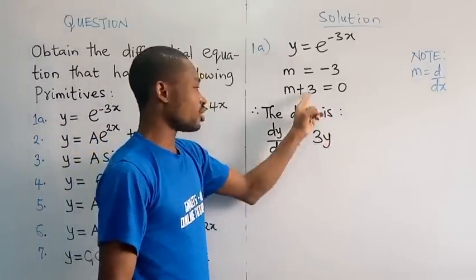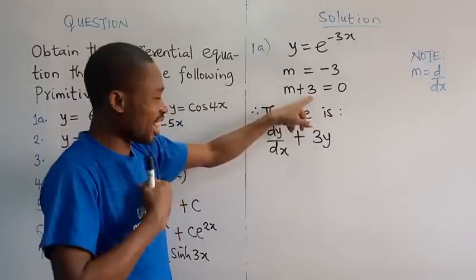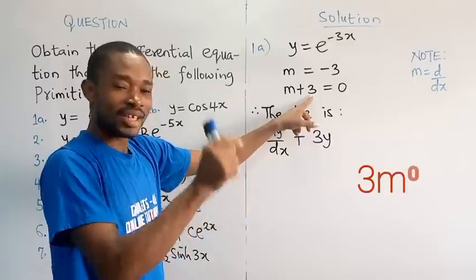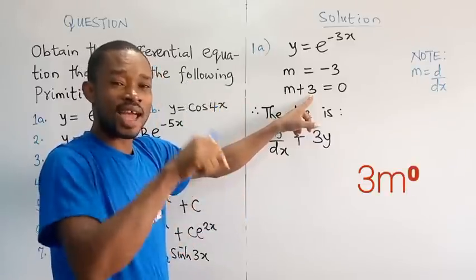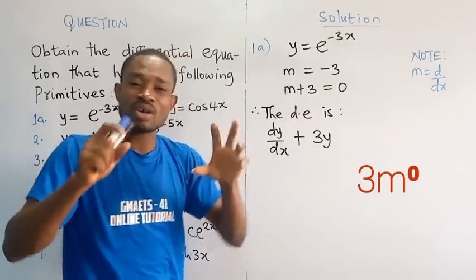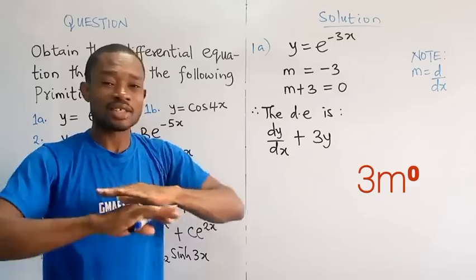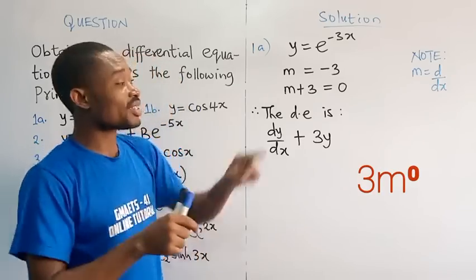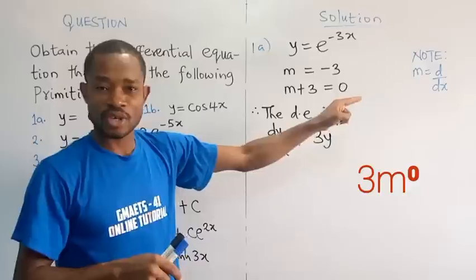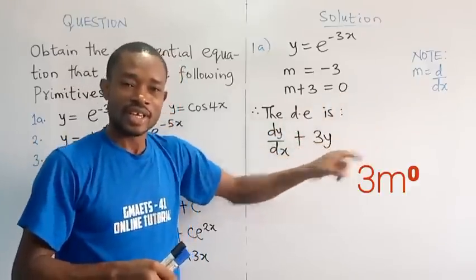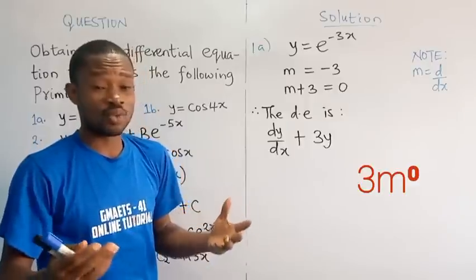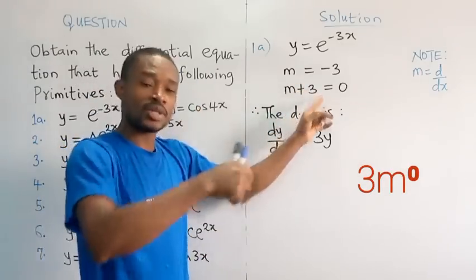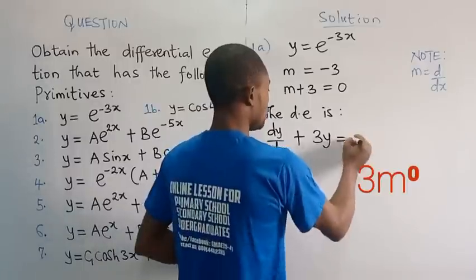Now, why did I introduce y to this 3? Because in this case, if I decide to force m to enter that 3 there, it's going to be 3 times m raised to power 0. Simply 3m to the power of 0. That 0 simply tells you that the dependent variable there, y, has not been differentiated. Once again, that m raised to power 0 means that this operator does not exist. There is no differentiation done there. The dependent variable, which in this case I'm using y, is just on its own there. So this is now going to be 3 times y. And I'm going to equate this to 0.